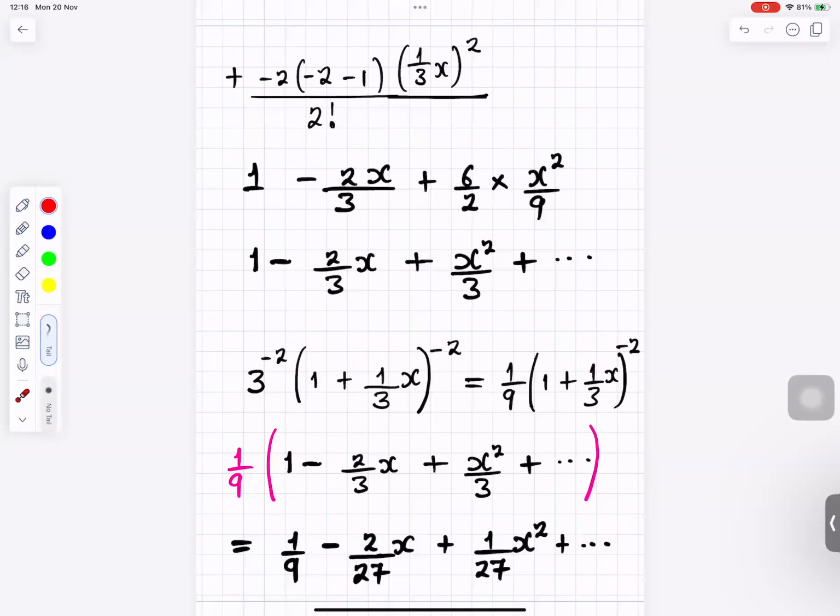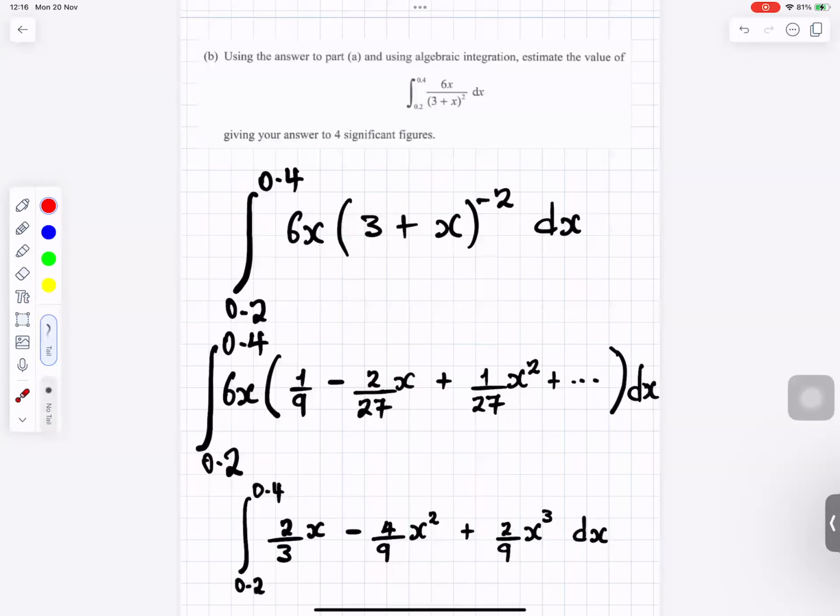So that 1 over 9 times 1 gives you 1 over 9. 1 over 9 times 2 over 3 is 2 over 27. And 1 over 9 times 1 over 3 is 1 over 27. So that's your answer for part A. Part B, we want to estimate the answer for that integral. Because we cannot integrate it, we have to use that expansion that we did.